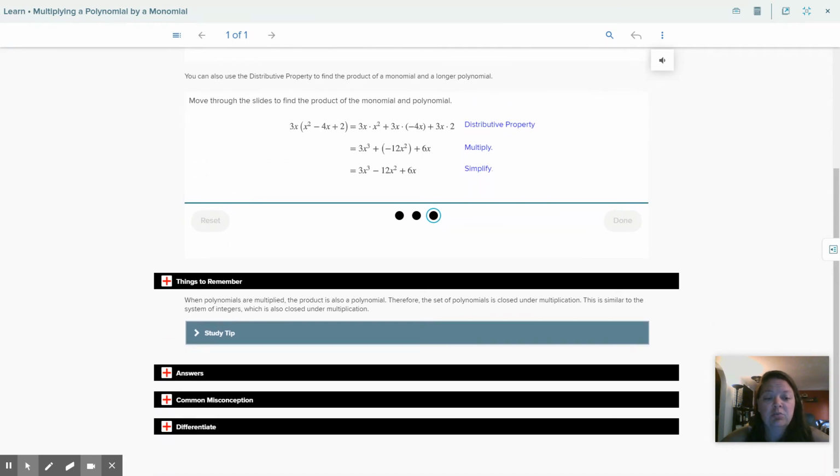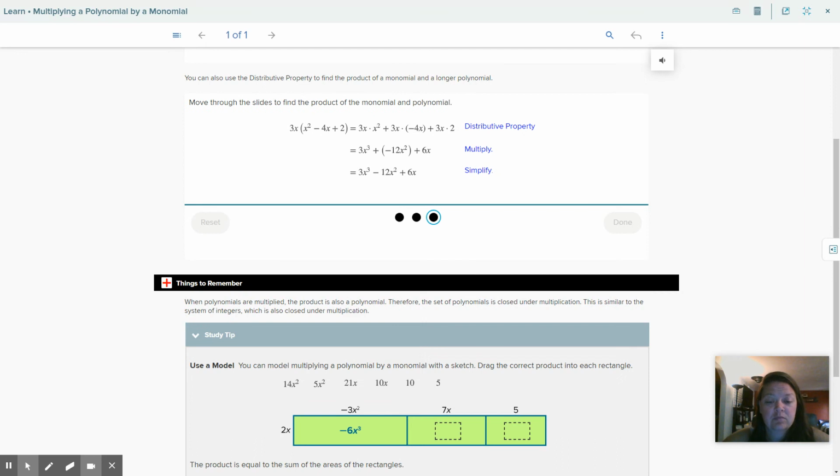When polynomials are multiplied, the product is also a polynomial. Therefore, the set of polynomials is closed under multiplication. This is similar to the system of integers, which is also closed under multiplication.